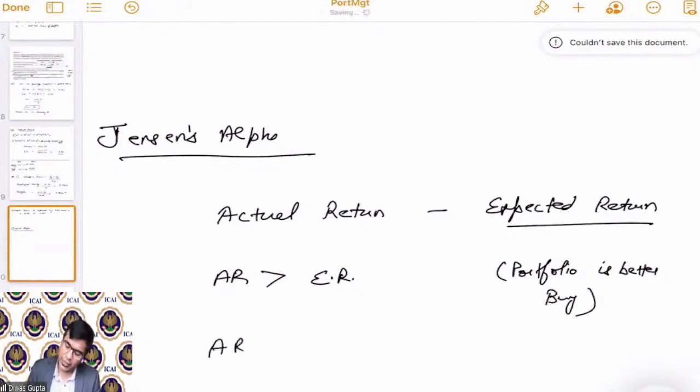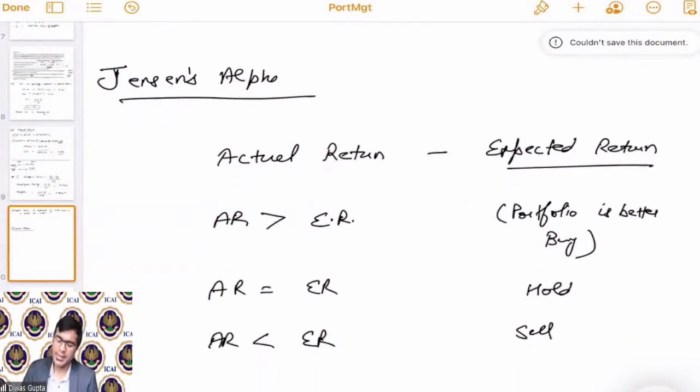and what is advisable is to buy or invest in that portfolio. If the actual return is equal to the expected return, the portfolio is stagnant and the decision is to hold. But if the actual return is lesser than the expected return, the portfolio is not better in any way, and hence the decision is to sell. This is what Jensen's alpha says: you compare the actual return with the expected return to arrive at the decision you want to make.